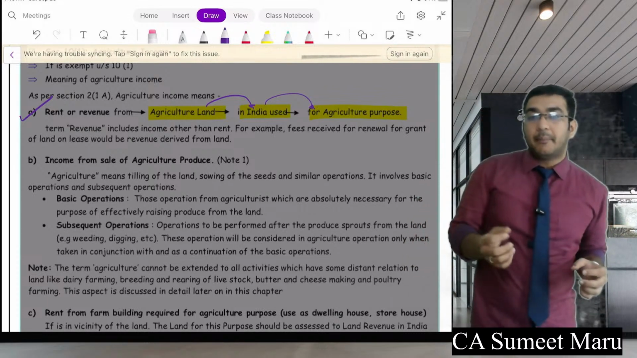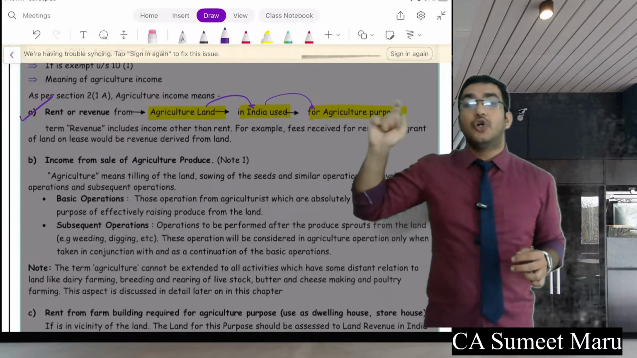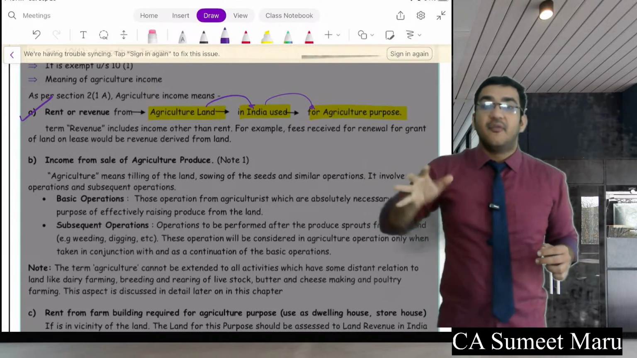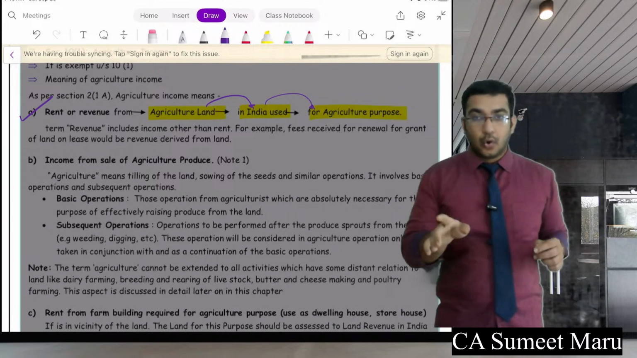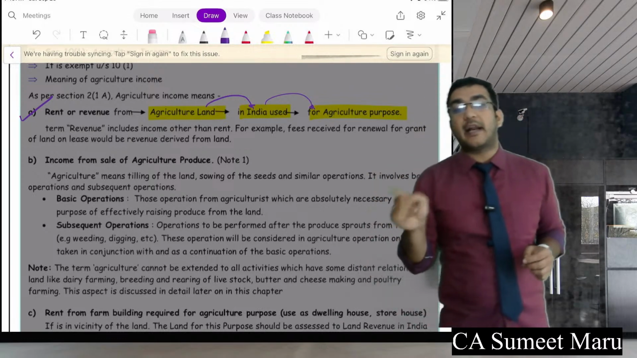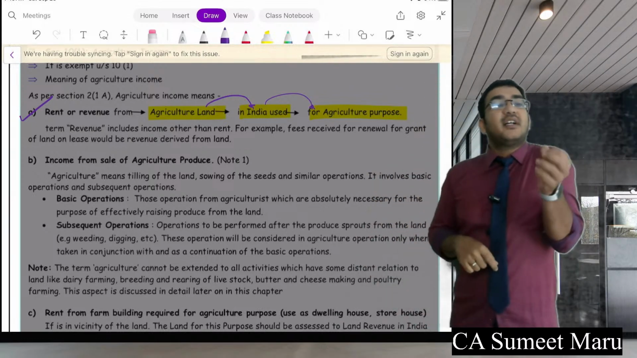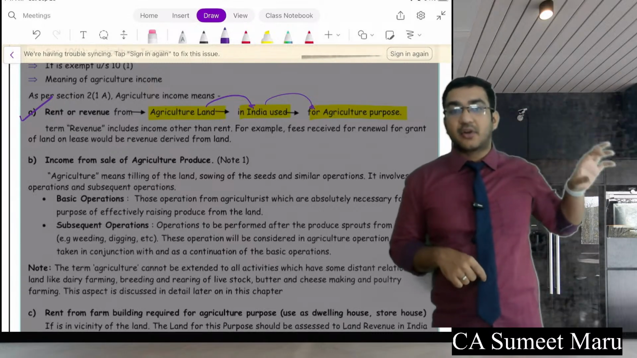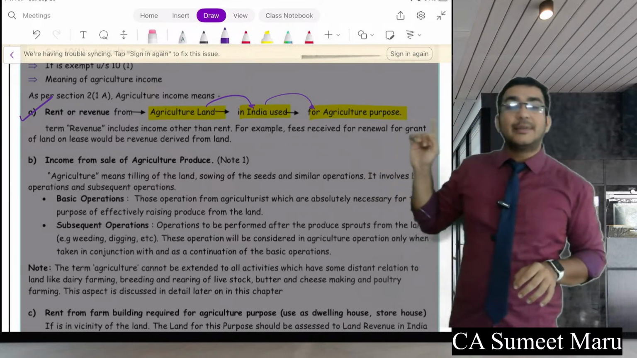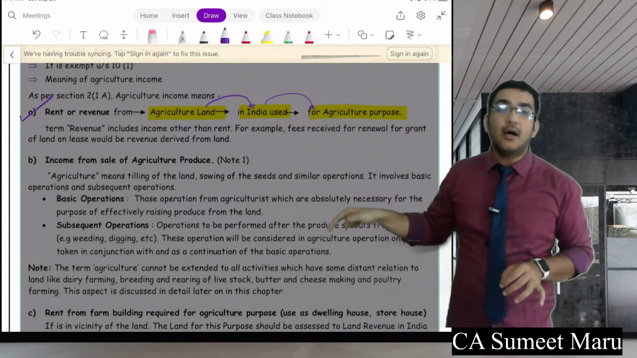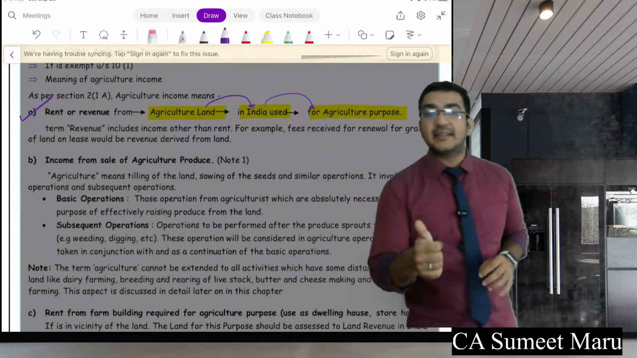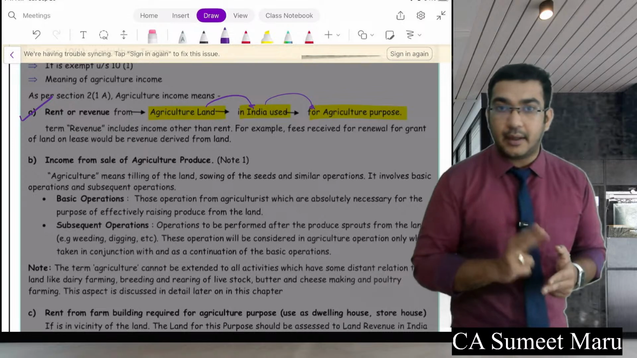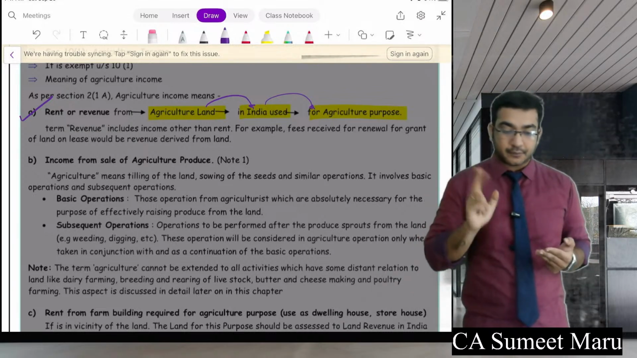If, for example, agriculture land is given for shooting of a movie, will that be exempt? No. Why? Because it should be for agriculture purpose only. Say if agriculture land in Sri Lanka has been given on rent, that income is not exempt because the land has to be in India only. So the first thing is agriculture land in India for the purpose of agriculture.